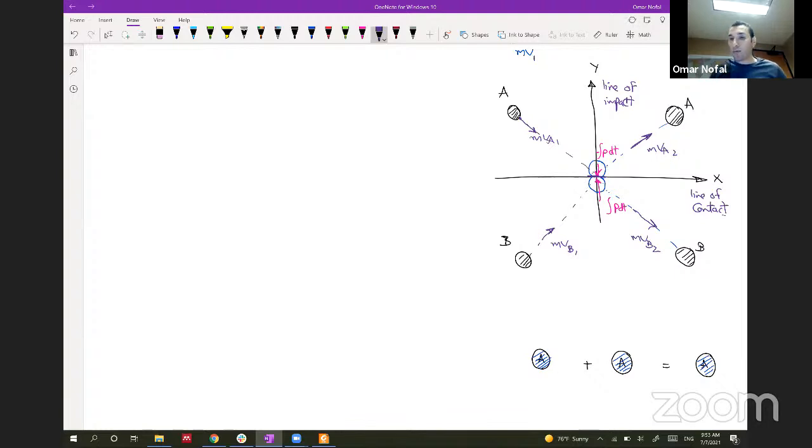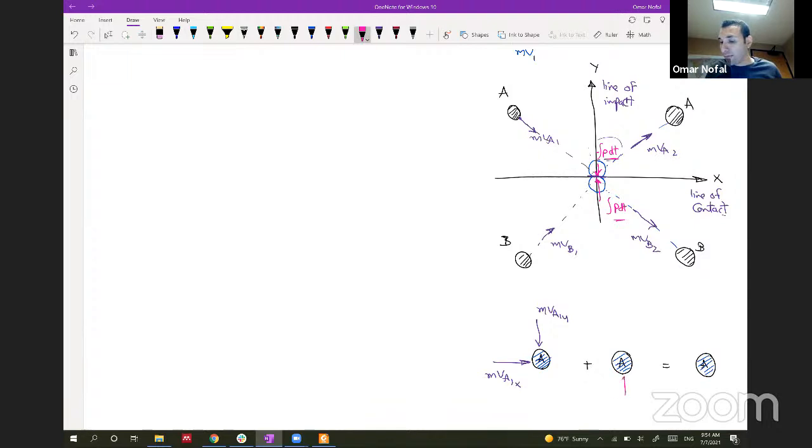and y direction. So for body A, if you get the components of the velocity, you will have mVA1x, and you will have mVA1y, and for the impulse you will have this component. Let's put another color, and actually we need to write the impulse acting by the other body, because this impulse is the impulse acting on body B, but this impulse is the impulse exerted by body B on body A, and that's what we need.